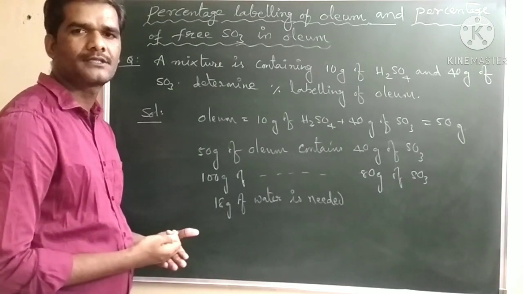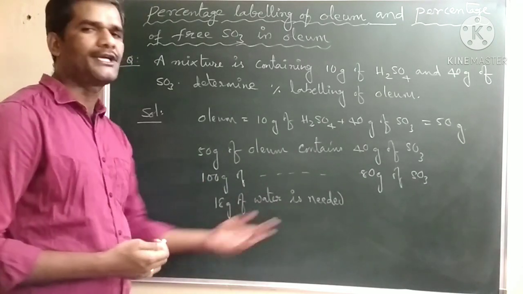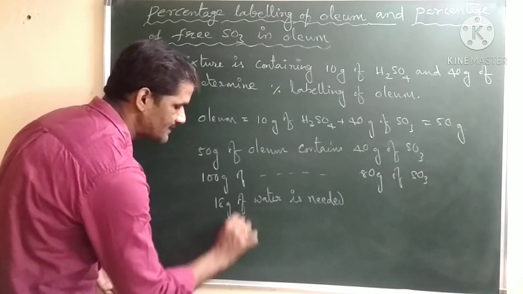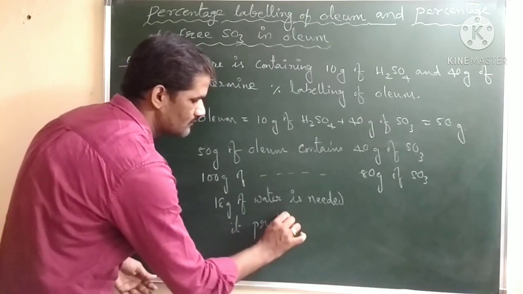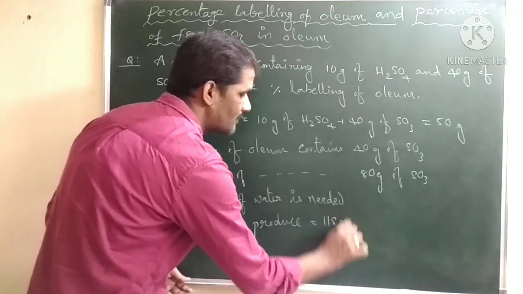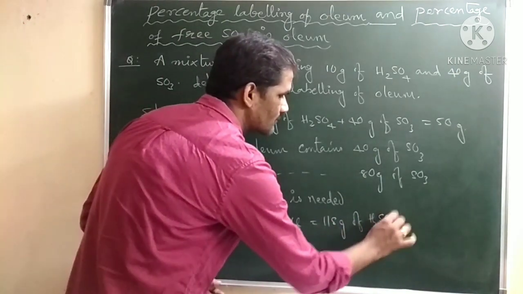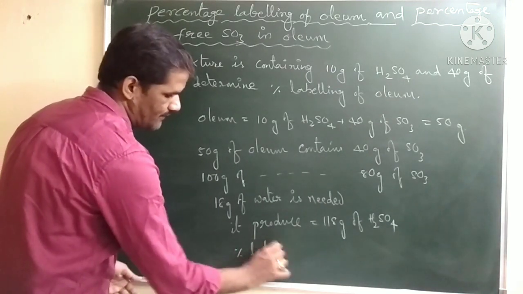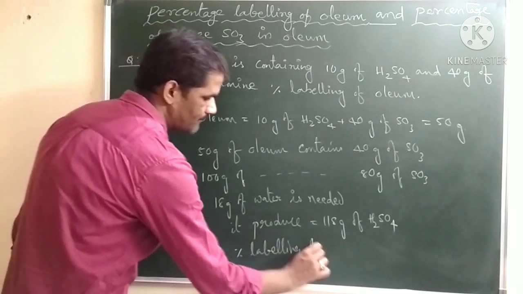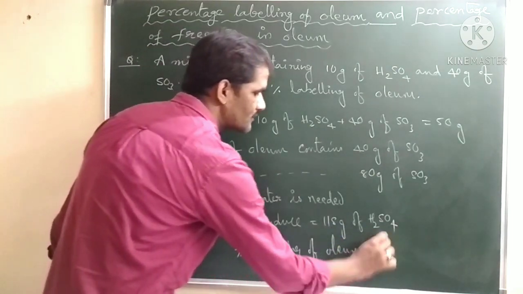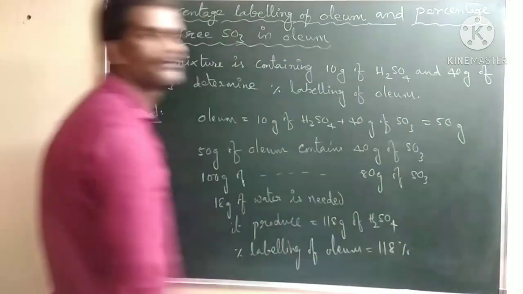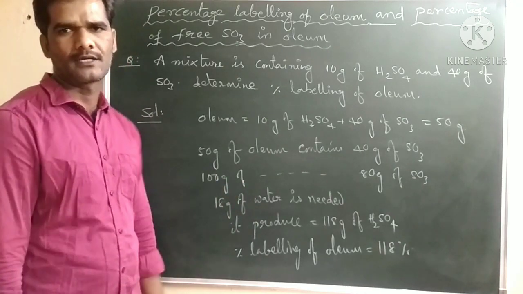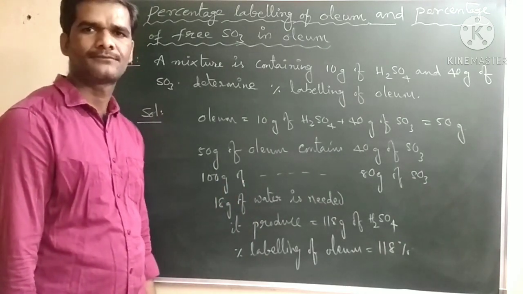Then it will produce how much? For 100 grams we are adding 18 grams, so it will produce 118 grams of H2SO4. So that is its percentage labeling. So the percentage labeling of oleum is 118%. Whatever the amount of H2SO4 produced after addition of water to 100 grams of oleum is its labeling. That's it.